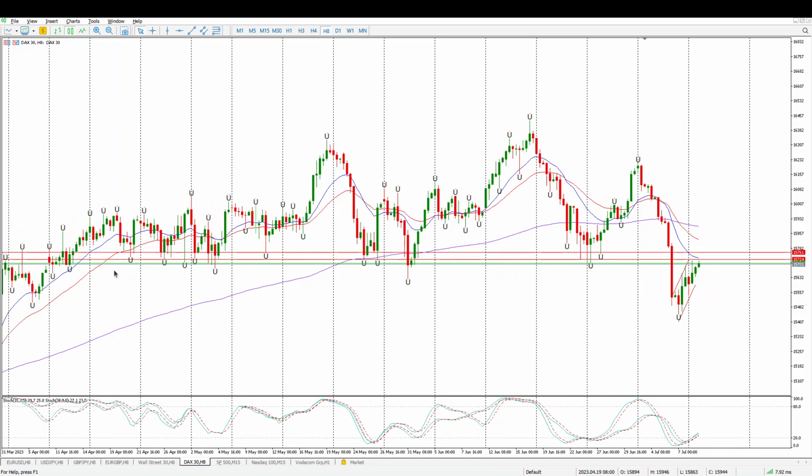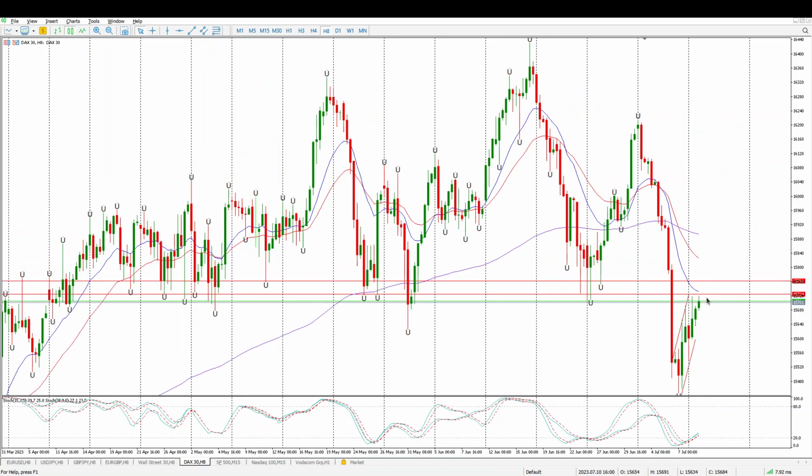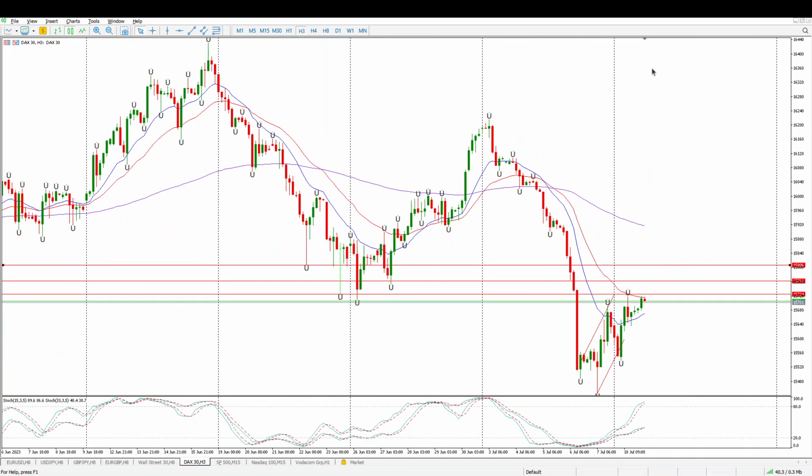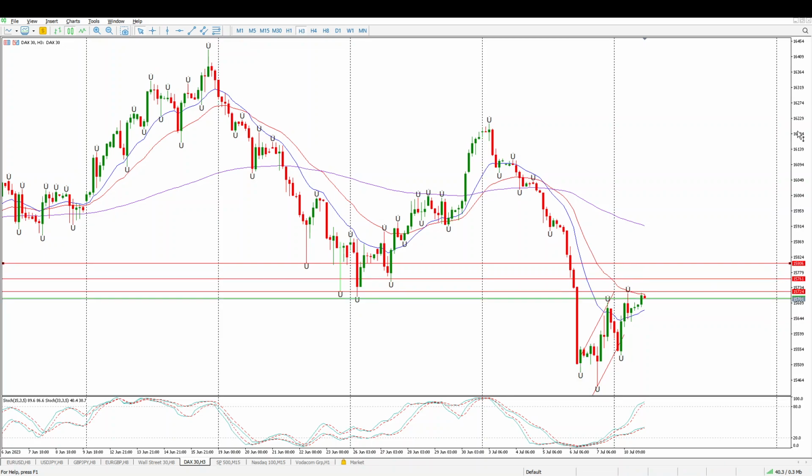I'm still of the opinion that we have potential for a head and shoulders to play out here. So I'm still cautious. I'm just going to add another level in here. And it's quite interesting because the S&P does look like it's setting up for a move to the upside, but this is not following suit. And if we look at the 3 hour, you'll see what I mean.